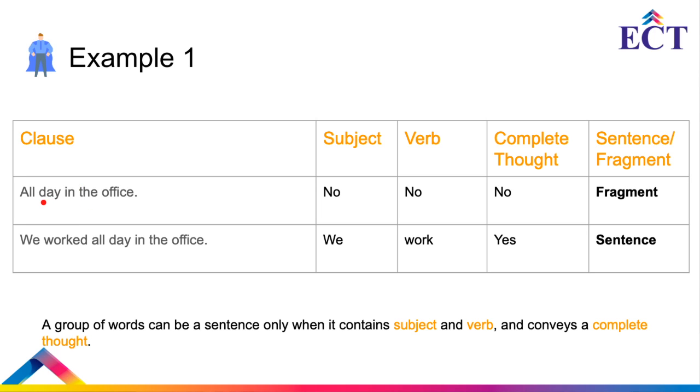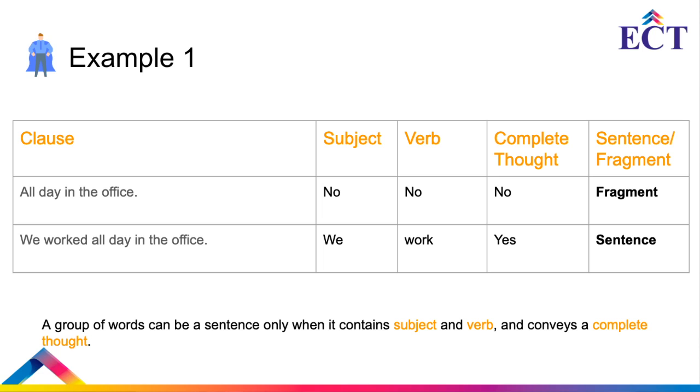The first one is: all day in the office. Now does it have a subject? No. Verb? No. Because we don't know who is doing what. It's just a group of words like all day in the office. Is it representing a complete thought? No. Then we don't call this a sentence. Don't think that just because it starts with a capital letter and ends with a full stop, a period, it means that it's a sentence. It's called a fragment. All right.